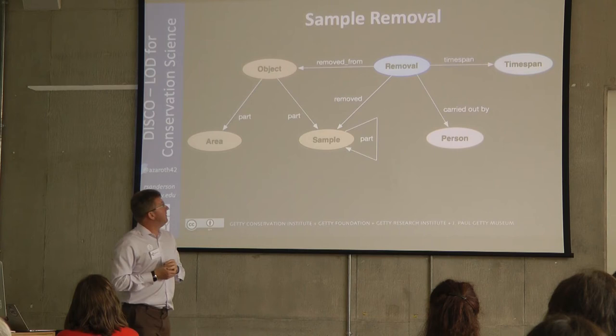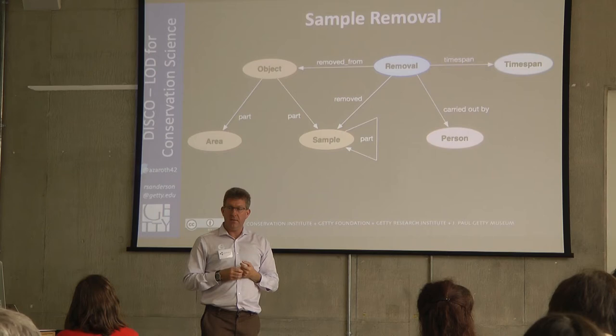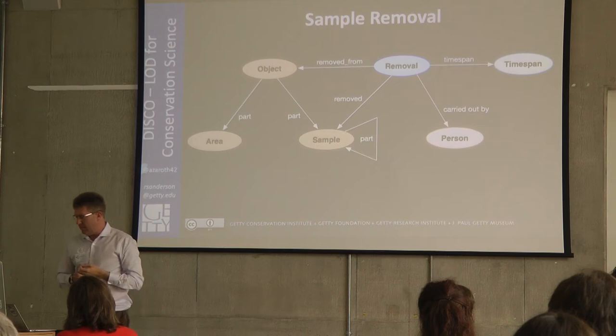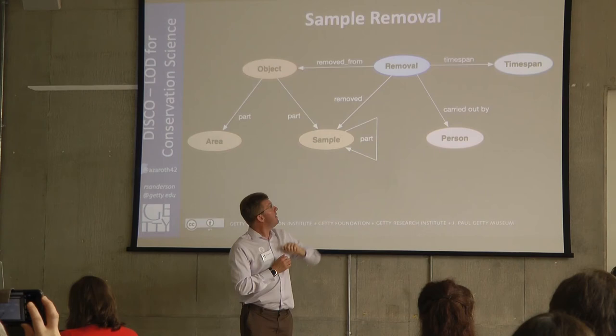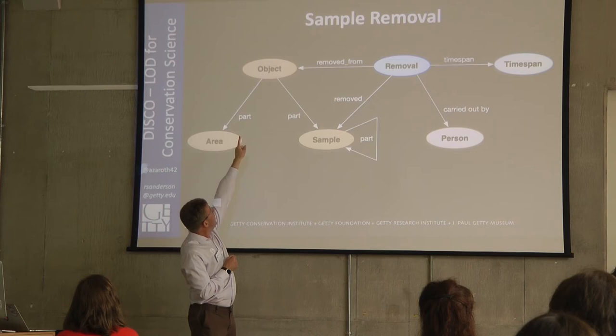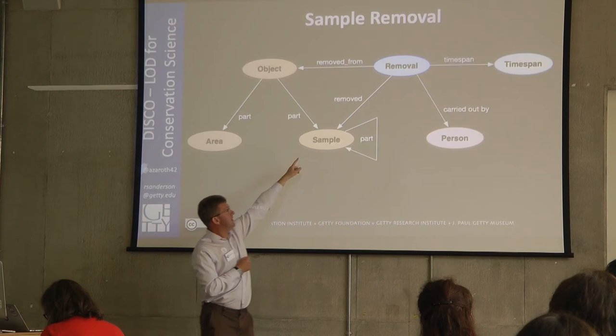So we have an activity, the blue thing, which is someone removing a bit of an object in order to create a sample, put it under a microscope, and do whatever experiment on it, and so on. So we want to know, of course, when that occurred, its time span. We want to know who did it. We want to know which object was the parent object, which object it was removed from, and what is the sample itself, so that we can track its identity separately from its parent.